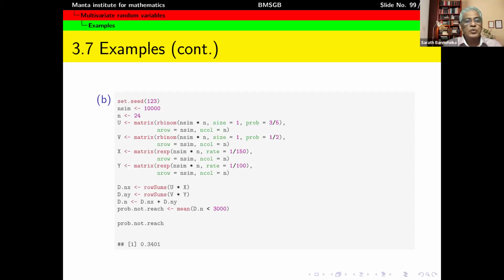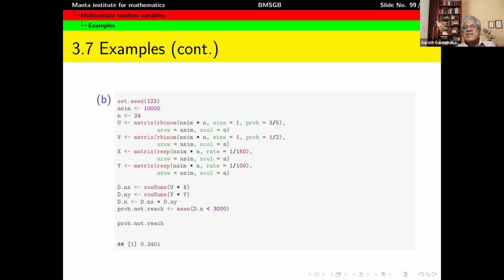Then it asks us to get the answer using simulations. So this is what we can do. I'm going to look at about 10,000 simulations. I will consider 24 hours. That means summing the xi and yi terms 24 times.